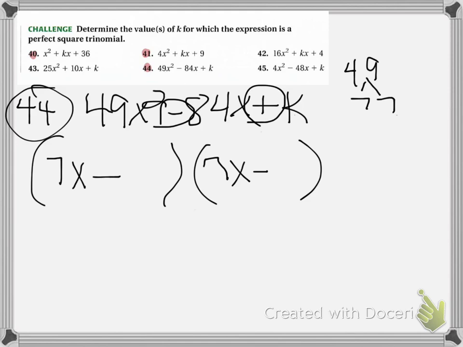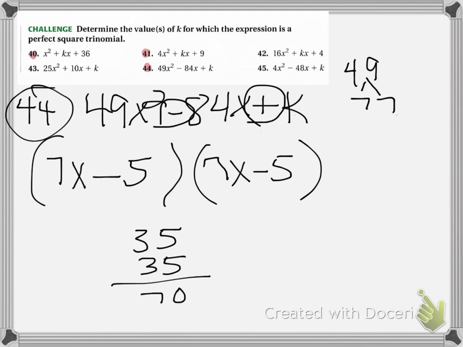So we look at a perfect square, and we're going to start with random numbers to see. So 5 and 5. 7 times 5 would be 35, and 7 times 5 would be 35, and that gets us 70. It's not 84, but we know we're close. So now we're going to try 6.